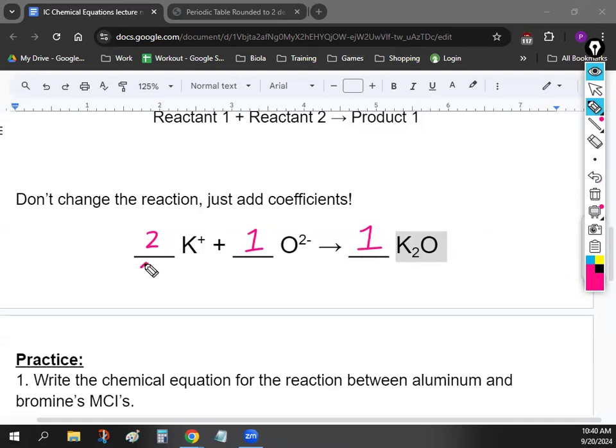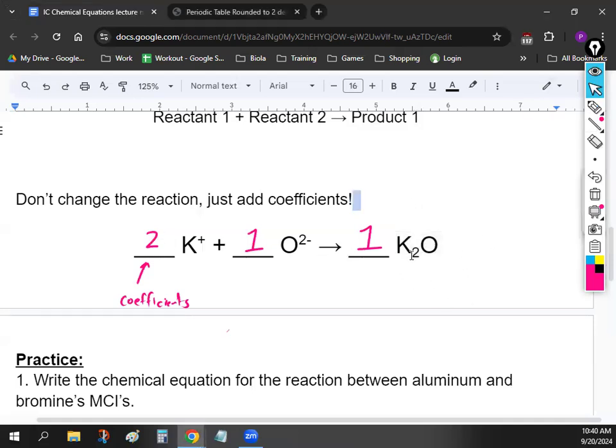If you notice, we have numbers in front. These are called coefficients. It's like in math. And this shows you how many of these chemicals we have. We have 2 Ks, 1 O, and then it makes 1 K2O. And so all we have to do when we write a chemical equation is figure out how many of each we have, and we just write it in this format right here. So I'll give you a second to copy that down, and then we have 3 examples that'll help us solidify how to write these. And then I'll get you started on your assignment.